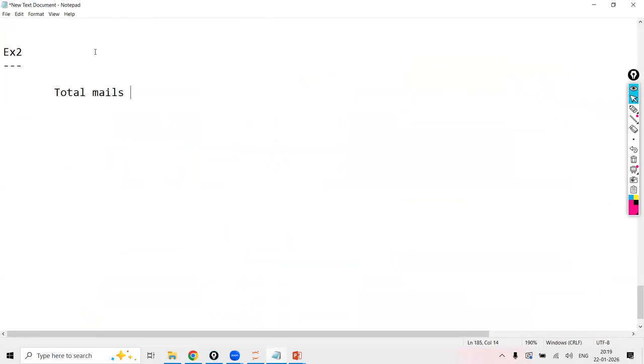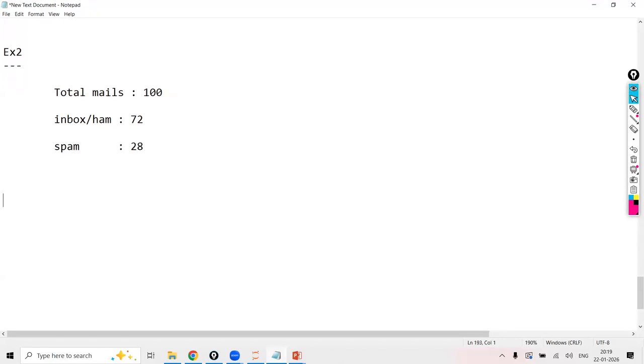In example 2, what are the total mails? Total mails are 100. Total only 100 are there, in my inbox along with the spam. Now the inbox, that inbox is nothing but ham. My inbox mails are total 72. My spam mails are 28. Total spam mails are 28.